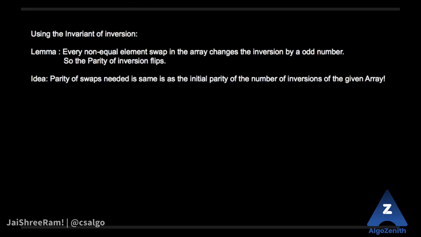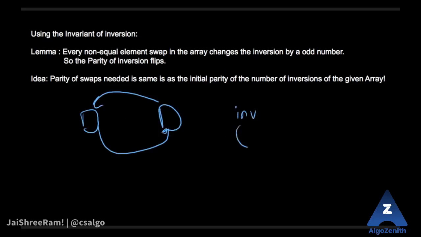What this means is that whenever you have an array and you take two elements and swap them, the parity of the inversion changes. There is an inversion value, right? You can count the inversion initially in n log n. The parity will flip: if it was odd it will change to even, and if it was even it will change to odd. This is a lemma, and it is true.